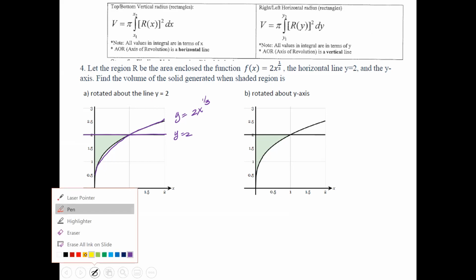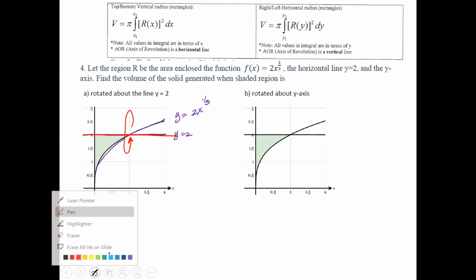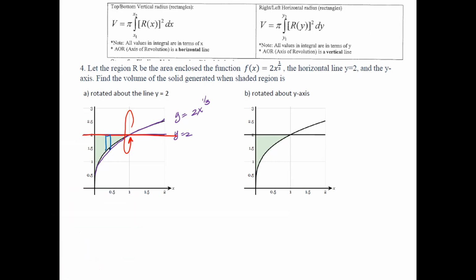If it's generating around the line y equals 2, I have to imagine that it's going to go in this direction. So the rectangle that I'm going to be using has to be vertical. And if it's vertical, then I know I have to solve everything for y in terms of x with a dx. Keep in mind your upper and lower bounds are going to be on the x-axis, and it looks like it is from 0 to 1.